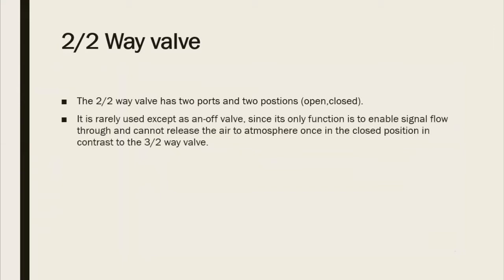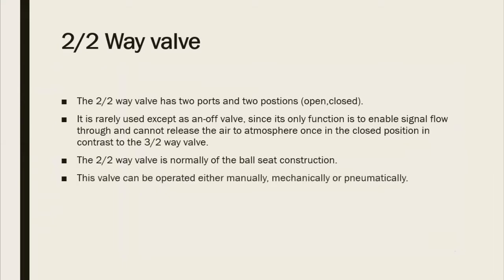The two-way valve has two ports and two positions, open and closed. It is rarely used except as an off valve, since its only function is to enable signal flow through, and it cannot release the air to atmosphere once in the closed position, in contrast to the three-way valve. The two-way valve is normally of the ball seat construction. This valve can be operated either manually, mechanically, or pneumatically.